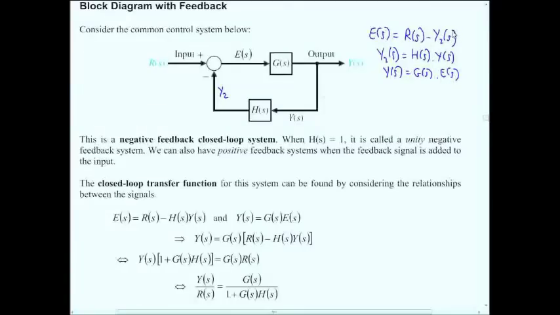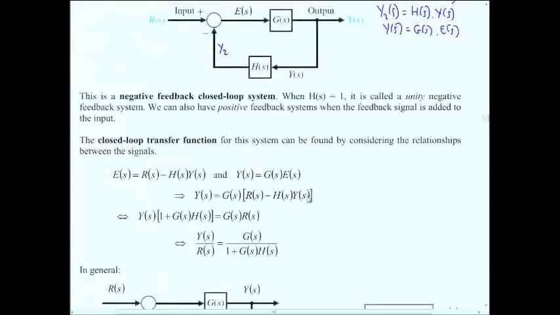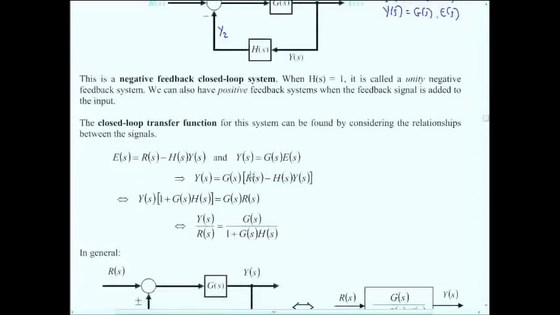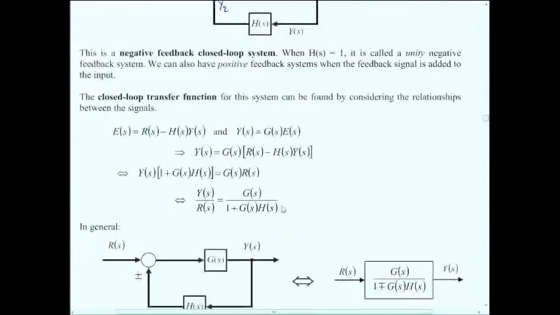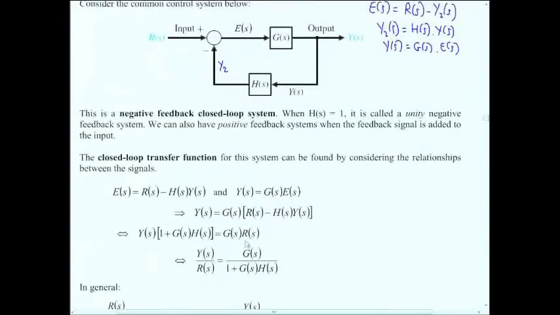Three equations, and I want to reduce it to one equation that relates y and r. And hopefully you can see, just from looking at it, that you can do that by a bit of substitution and rearranging. That's what's going on here. Rearranging and eventually getting this thing here, and then finding the ratio y over r gives you this thing here. G over 1 plus GH is the total transfer function of this.